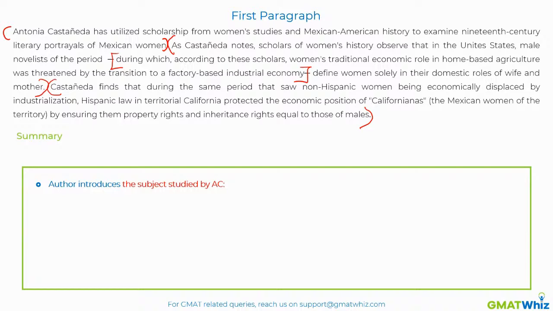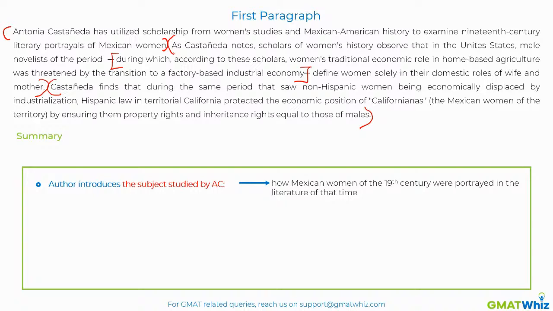She is examining 19th century portrayals of Mexican women, how Mexican women of the 19th century were portrayed in the literature of that time. So, literary portrayals of Mexican women. All right, that's the first sentence. And again, the first sentence should always be treated carefully.